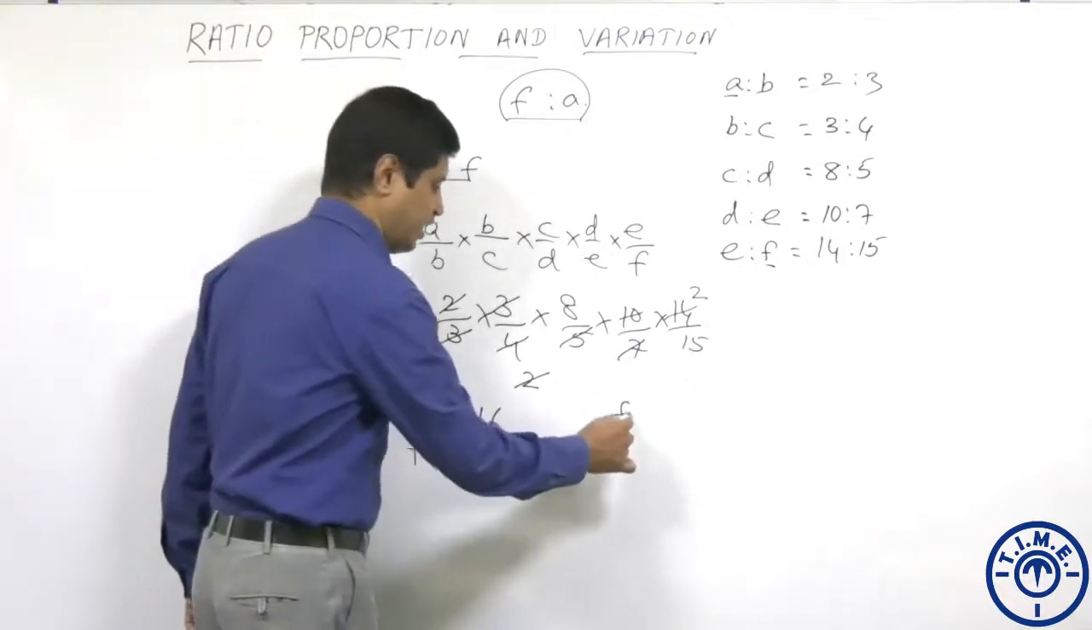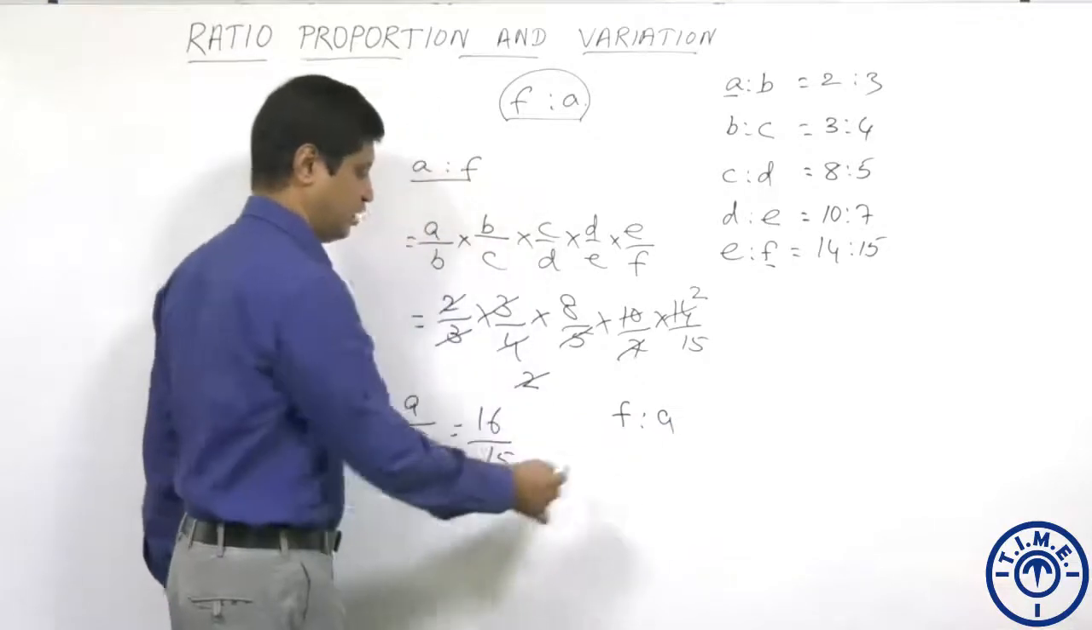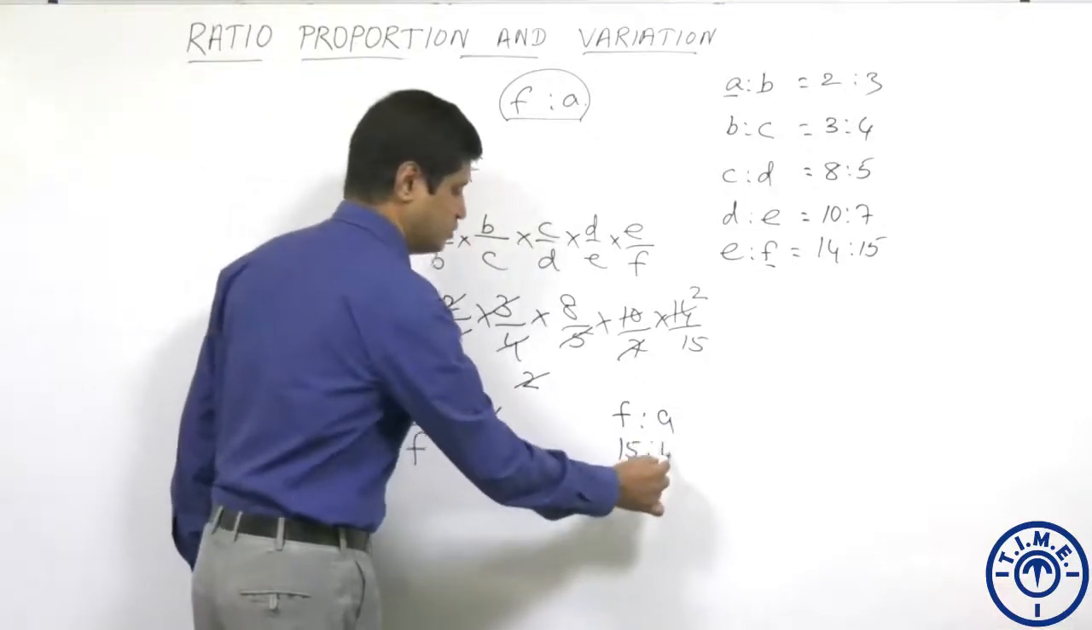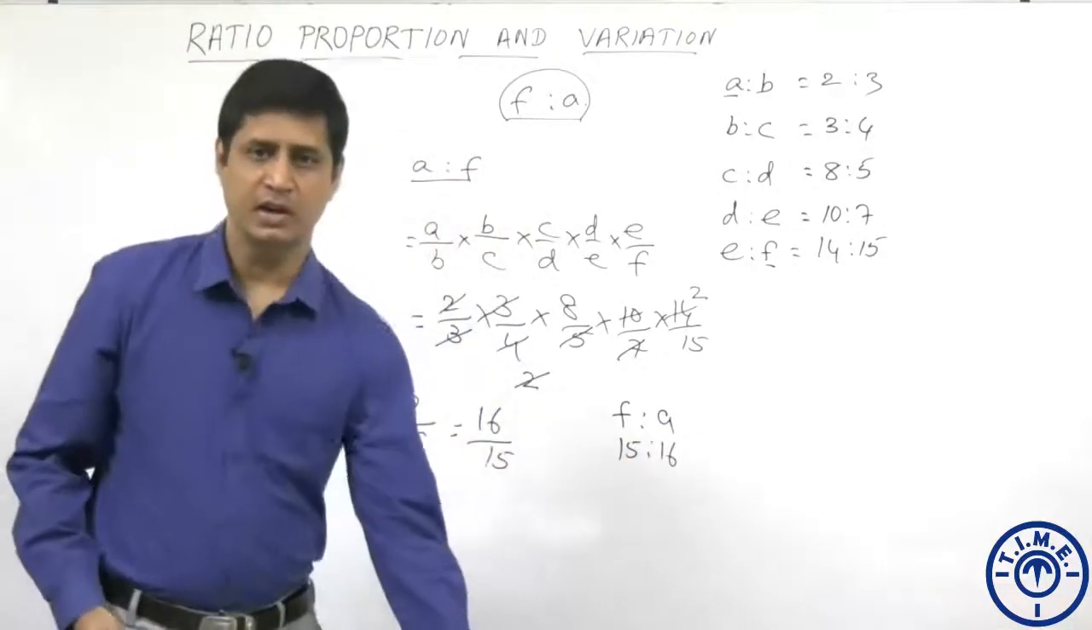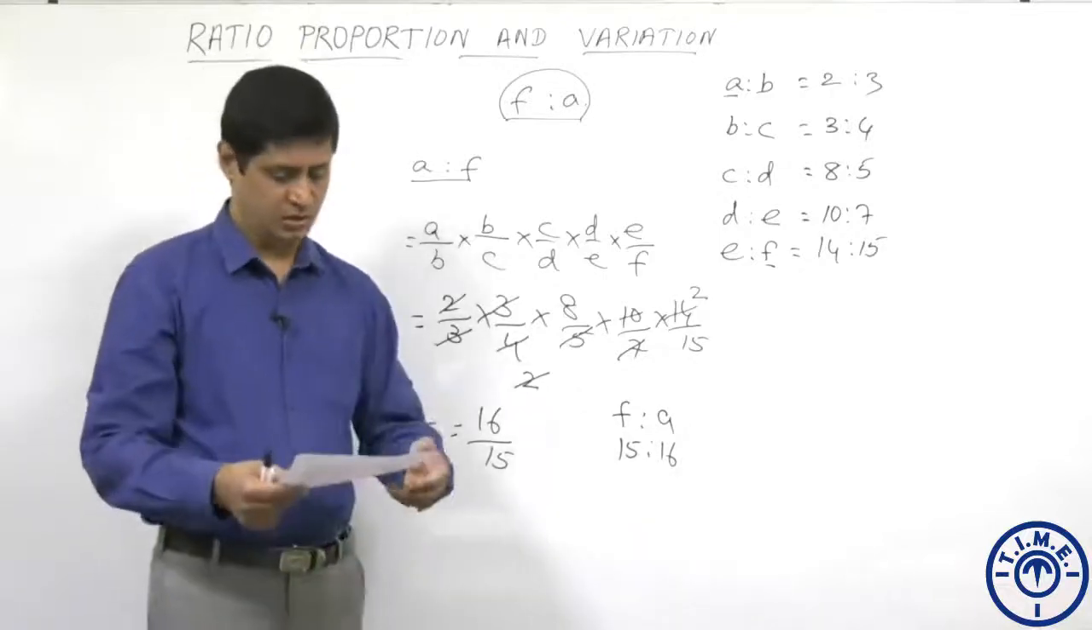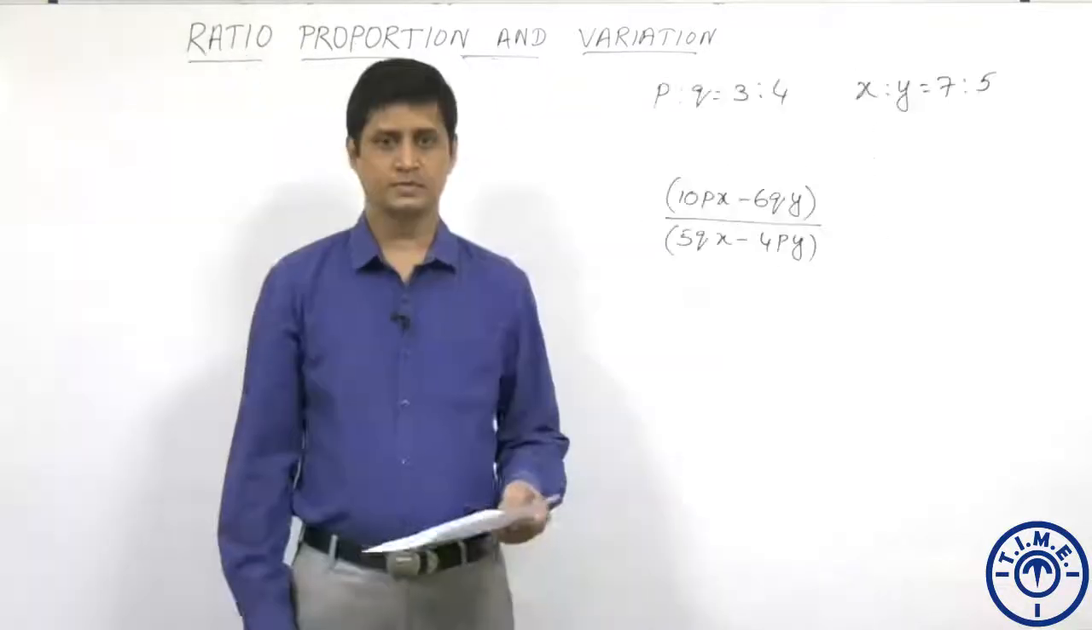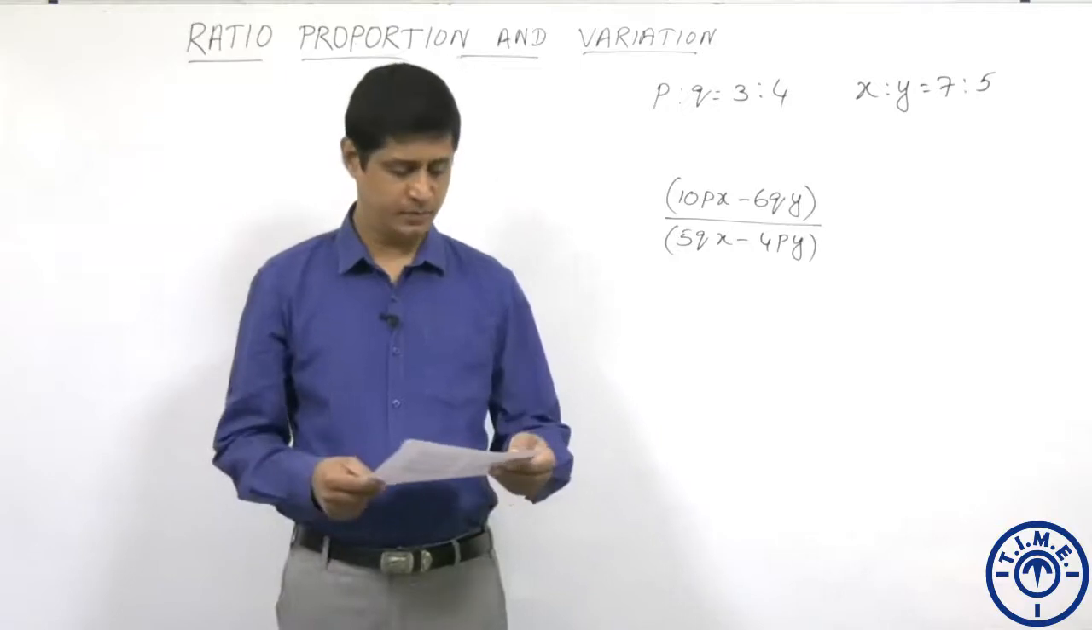So what is F is to A? F is to A means 15 is to 16. Now the correct answer for this question is option 2. Now look at the next question.